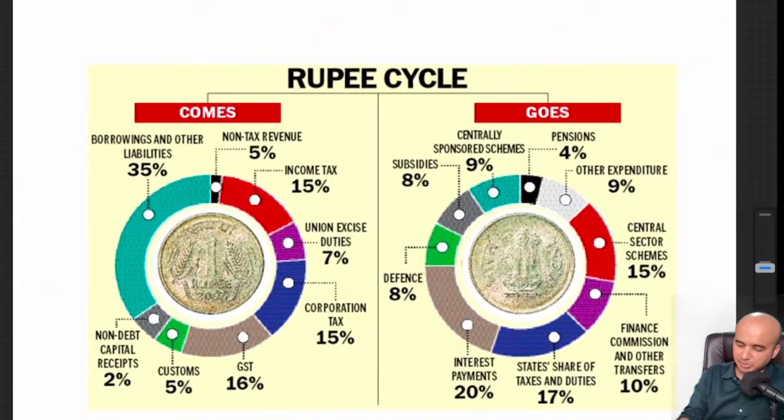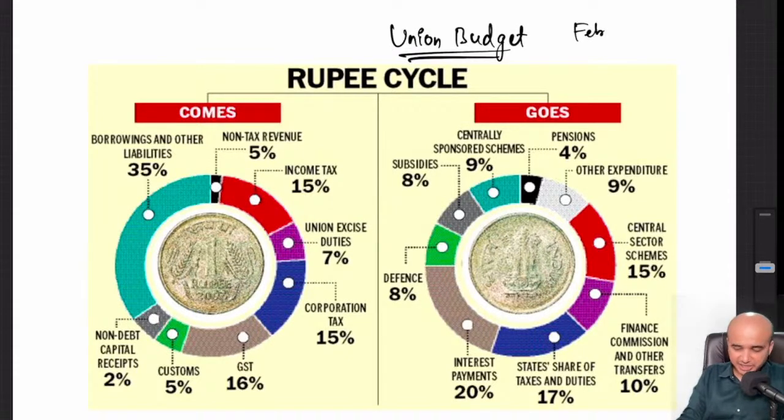I'm sure you know what exactly the union budget is. The union budget is the budget presented by the union government. Generally they present it in the month of Feb. Let's say in the calendar year 22, they presented the budget in Feb 22. Now this budget is a proposal for the next financial year, in that case 22 and 23.